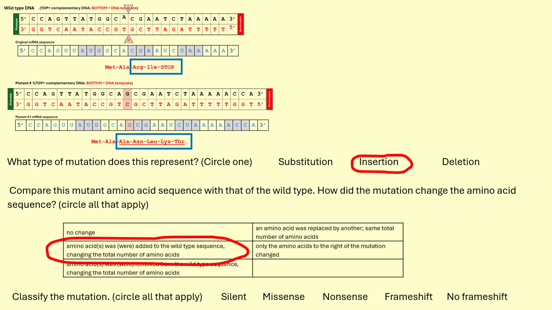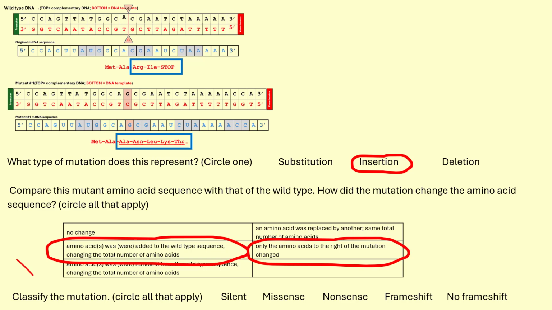But you can also notice something else, that the amino acids after the site of mutation are different, whereas those before, meaning to the left of the mutation, are the same. So there's another answer choice that you should circle, and that is that only the amino acids to the right of the mutation have changed. So the directions say circle all that apply. This is an example where there's more than one correct answer.